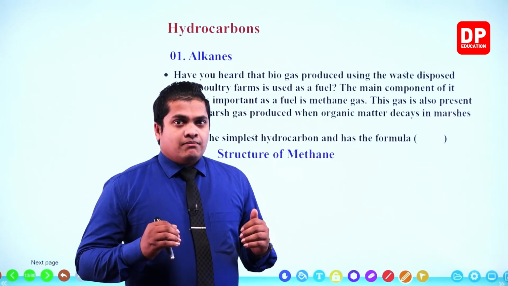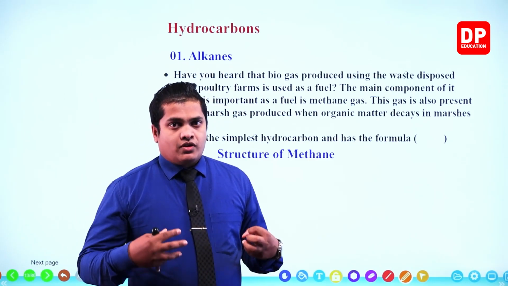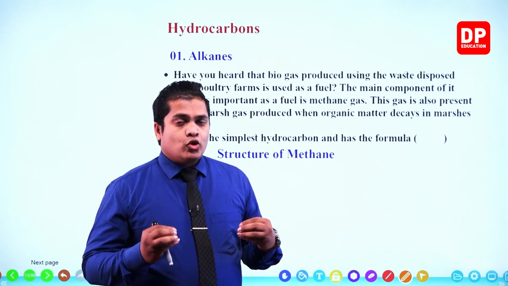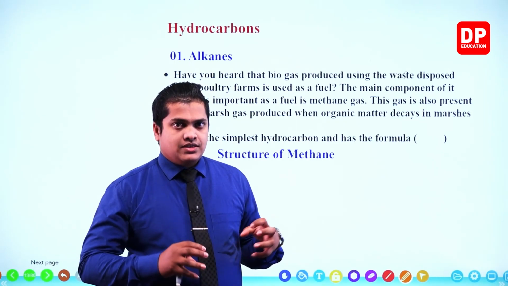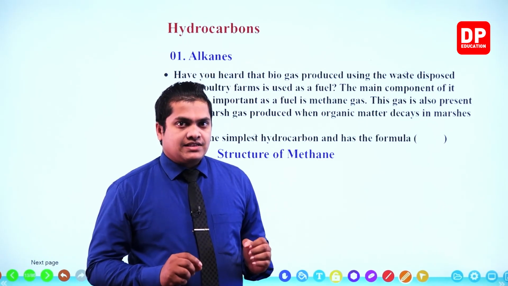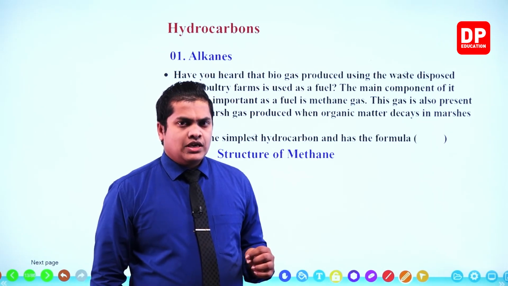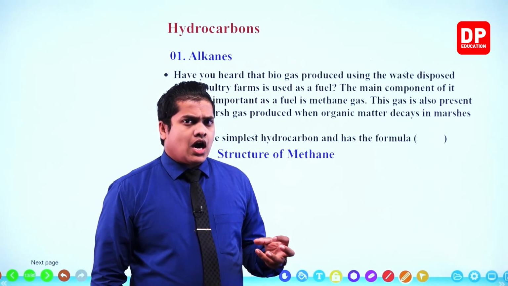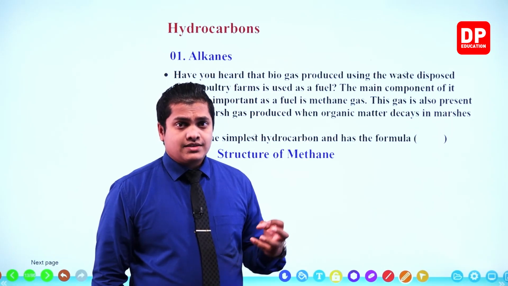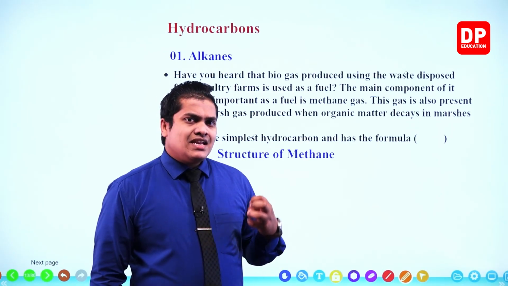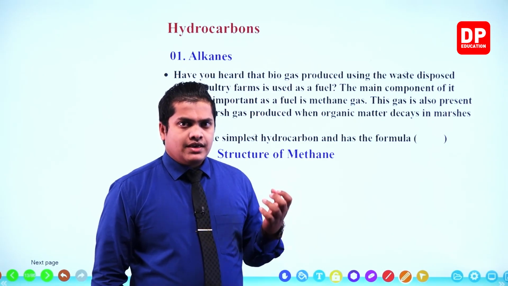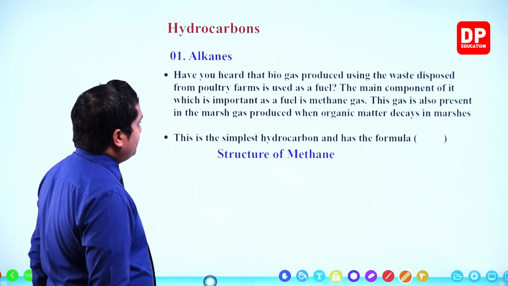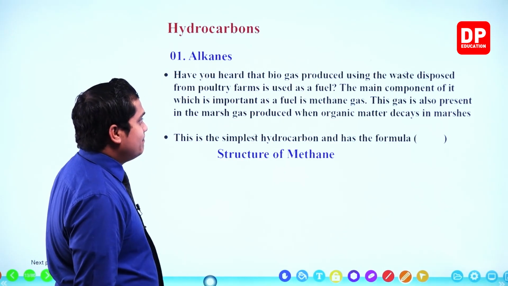So you know that biogas that we produce not only from poultry farms but also from different other sources, like human and animal waste materials, when we decompose these things, you know that we can produce methane gas as the main constituent of biogas. Okay, so these biogases, my dear children, are considered as hydrocarbons. The main component contained within the biogas is methane, right? The main component of it, which is important as a fuel, is methane gas.